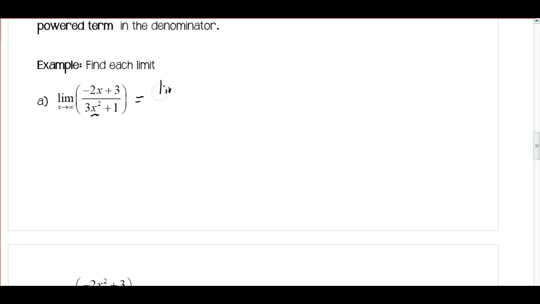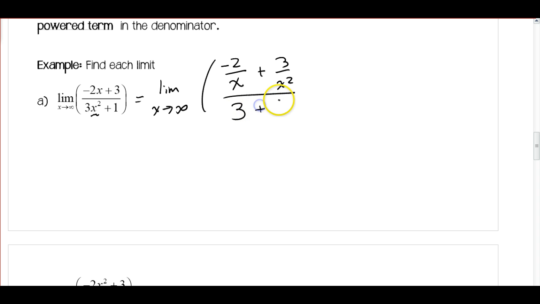So we're going to have the limit as x approaches infinity. In the numerator, we're going to have negative 2 over x, because when I divide by x squared, one of the x's is going to cancel out, plus 3 over x squared, all over, now divide each term in the denominator by x squared, so 3x squared divided by x squared is 3, and then plus 1 over x squared.